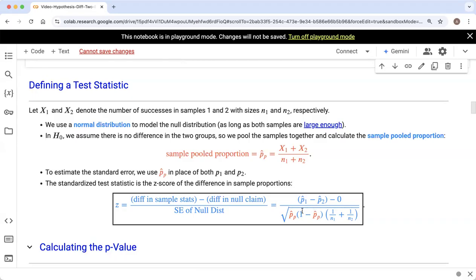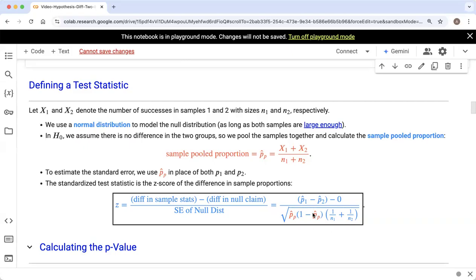And so now we're going to replace the P1 and the P2 in that previous formula with the pooled sample proportion. Once I substitute this pooled sample proportion into that formula, it's equivalent to the formula that I've typed here, which is the square root of the pooled sample proportion times 1 minus the pooled sample proportion, all times 1 over N1 plus 1 over N2. And so that's how we can calculate our standardized test statistic.